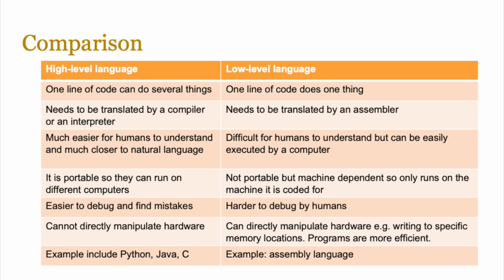High-level languages are portable. Low-level languages are not portable, but machine-dependent, so only run on the machine that they're coded for. High-level languages are easy to debug, and it's easier to find mistakes. Low-level languages are harder to debug by humans. High-level languages, therefore, can't manipulate hardware directly, whereas low-level languages can directly manipulate hardware. For example, you can write to specific memory locations, and that means programs are more efficient.